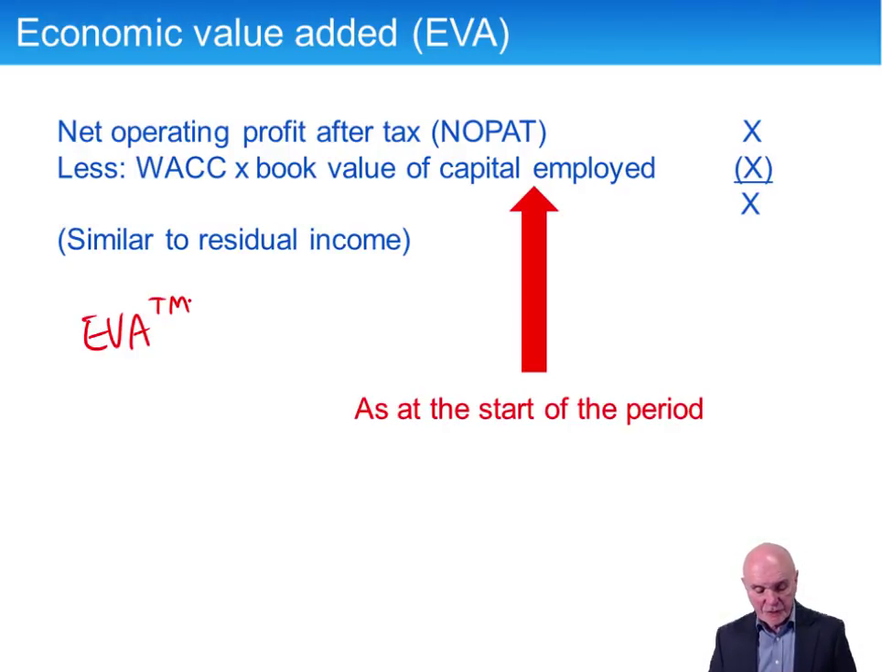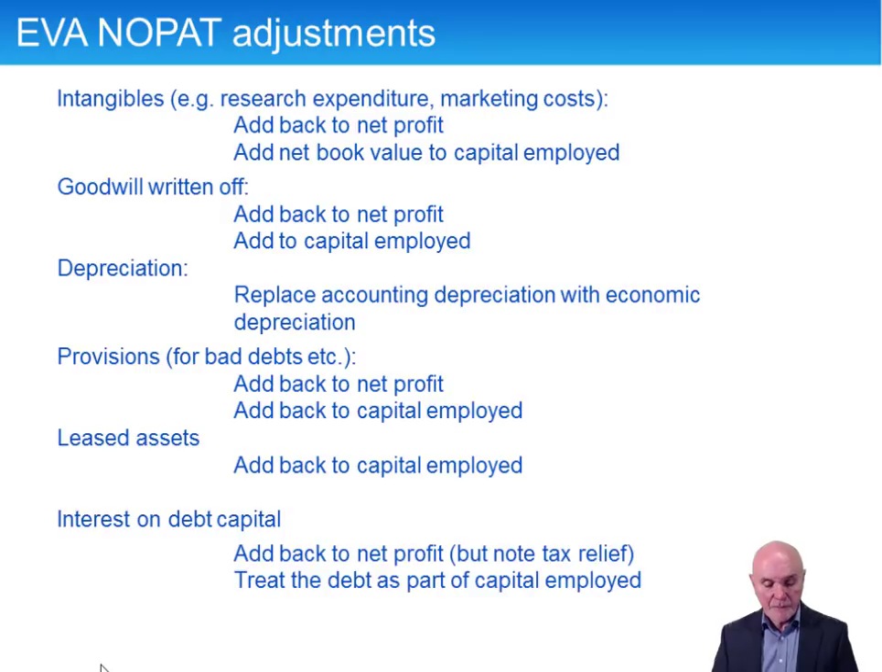What adjustments do we have to do? And some of these will be a little bit surprising, potentially. So, here's a list of the main adjustments really to NOPAT and sometimes to the capital employed as well. First of all, intangibles, particularly research expenditure and marketing costs. Prudence and accounting standards will normally suggest that this type of expenditure is written off because the future income flows from it are really quite uncertain.